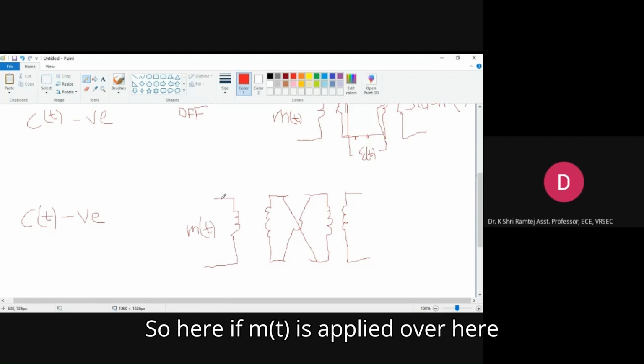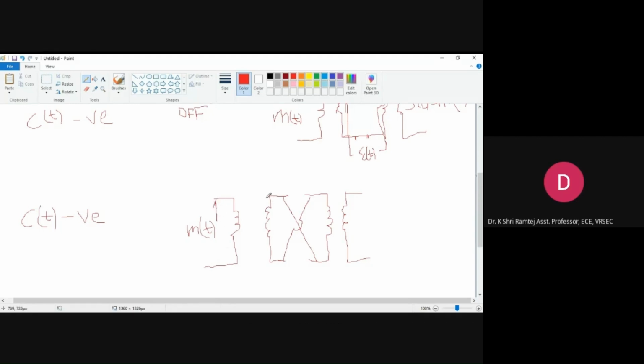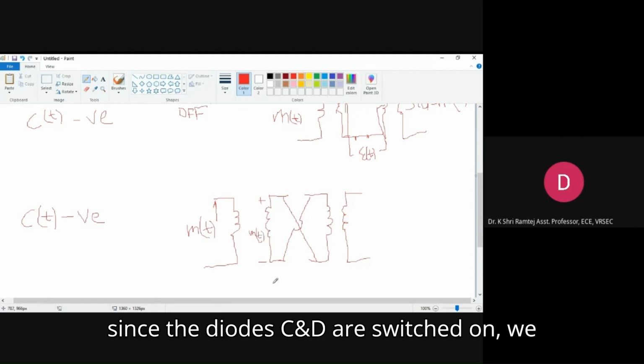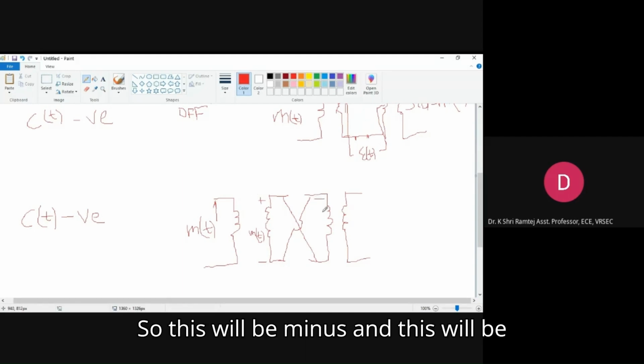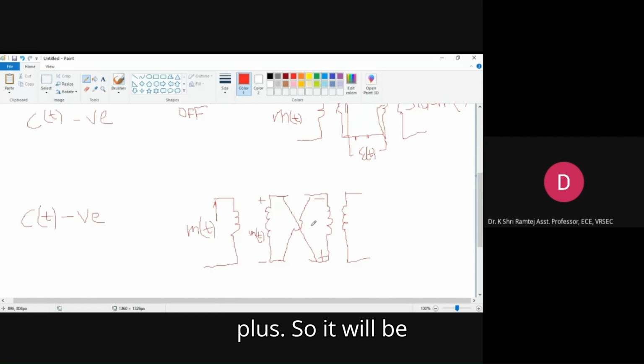So here, if m of t is applied over here, you will get plus m of t here, and minus m of t here. Now since the diodes C and D are switched on, you can see that this minus will appear over here because it is connected from here. So this will be minus and this will be plus. So it will be minus m of t over here. So now the final signal will be s of t is equal to minus m of t.